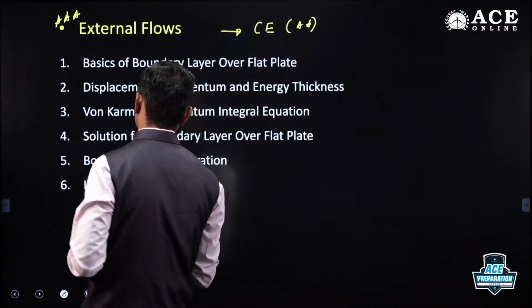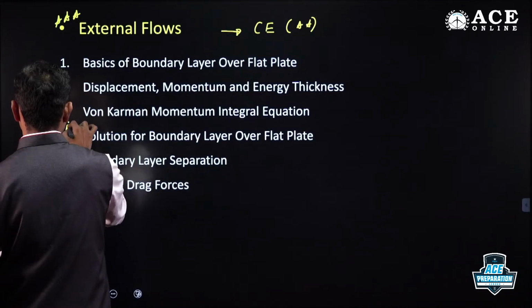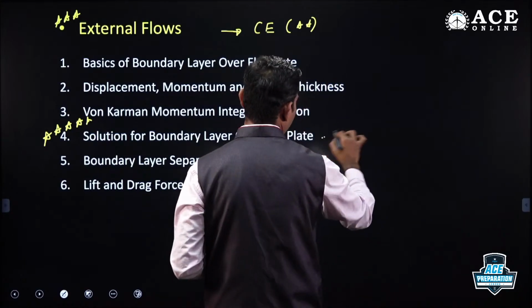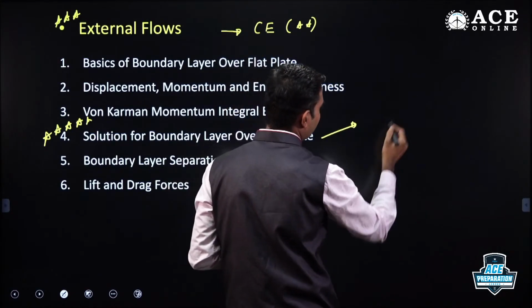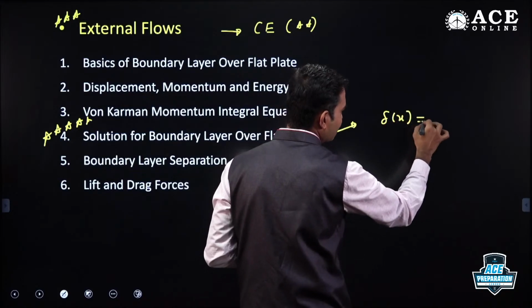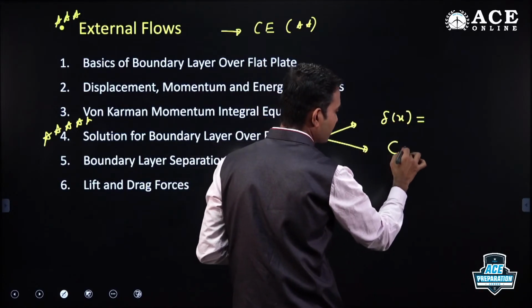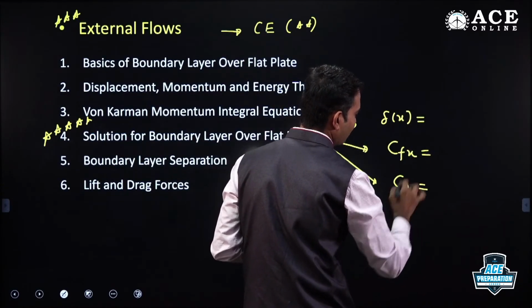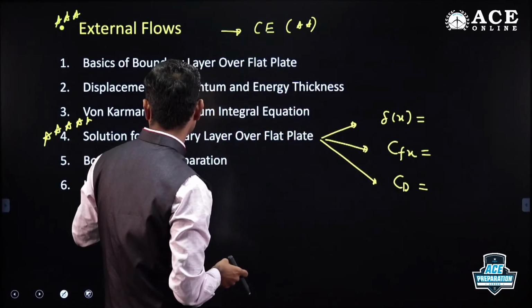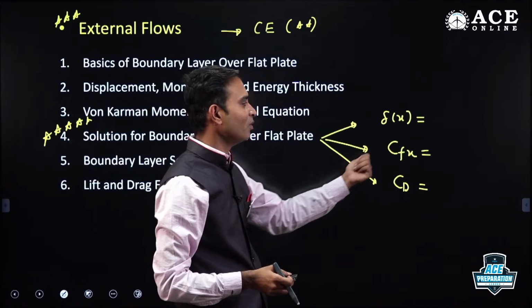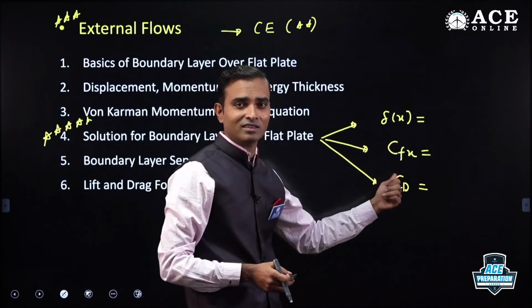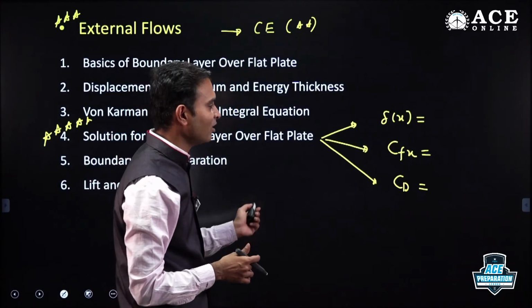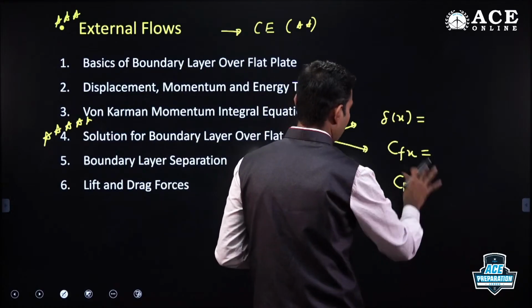Maximum questions you will get on topic number 4, solution for boundary layer over a flat plate. So here you have to remember 3 equations. One is expression for boundary layer thickness, another is expression for local skin friction coefficient, and another is expression for average drag coefficient. So maximum questions you will get on topic number 4, and there you have to remember only 3 equations. Of course, 3 for laminar and 3 for turbulent boundary layer. But usually around 70 to 80% questions you will get on turbulent boundary layer. So here you will get 6 equations.